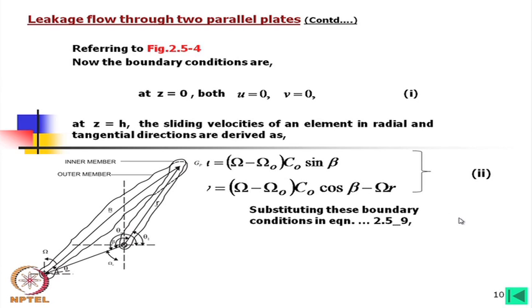Now, substituting these boundary conditions in equation 2.5.9, we get directly k 2 is equal to 0. If you look into that equation and substitute the first boundary condition, you will get k 2 is equal to 0. And from the other one, you will get k 1 is equal to 1 by h omega 0 c 0 sin beta minus h by 2 mu dp by dr.